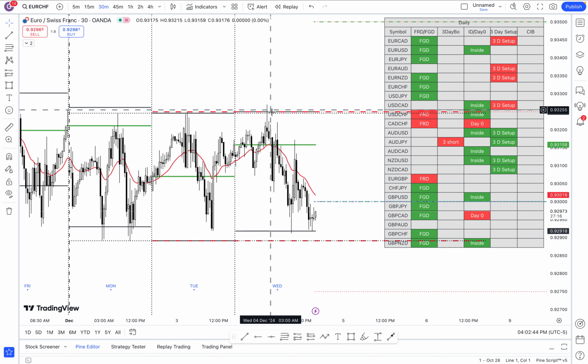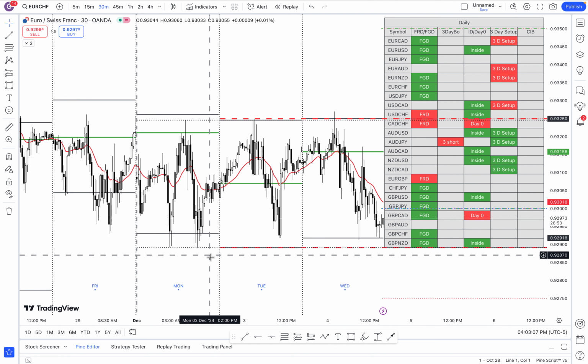This market broke out and failed totally. So there was no ideal FGD setup on this chart. Now what I see here is even a 3-day setup, but we'll correct that with the programmer. It's a 3-day setup. Monday is day 1, Tuesday is day 2, trigger the high, Wednesday is day 3.